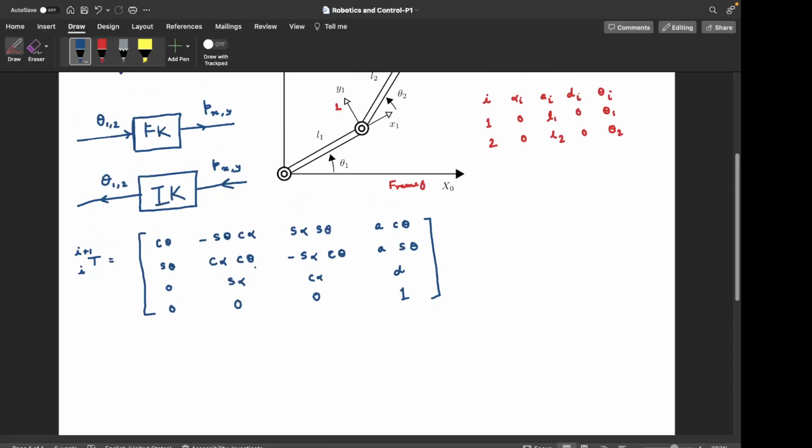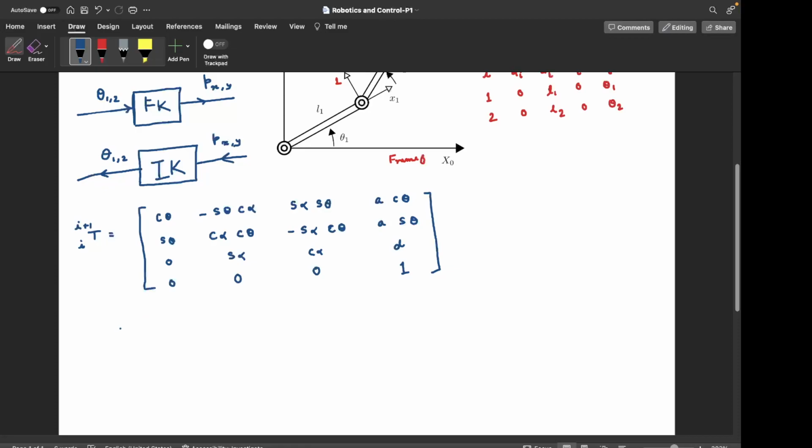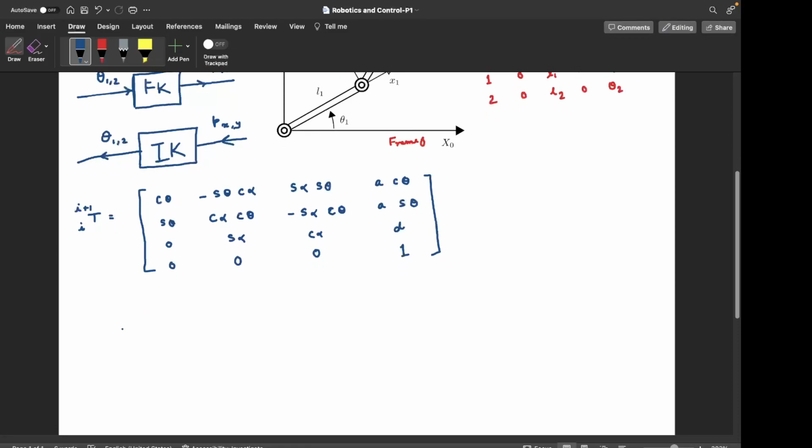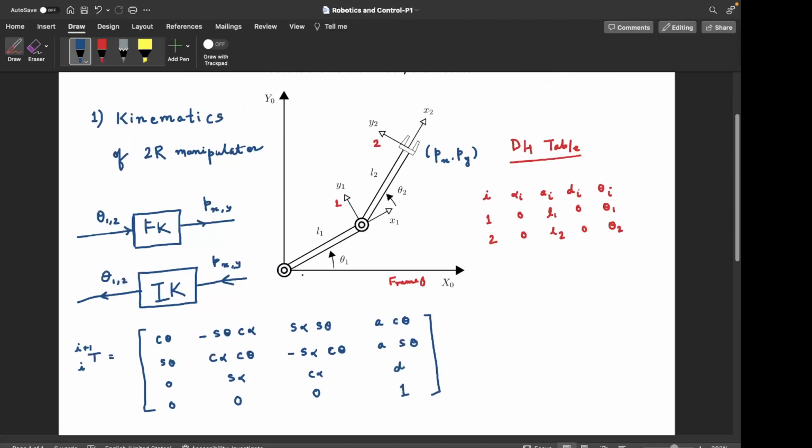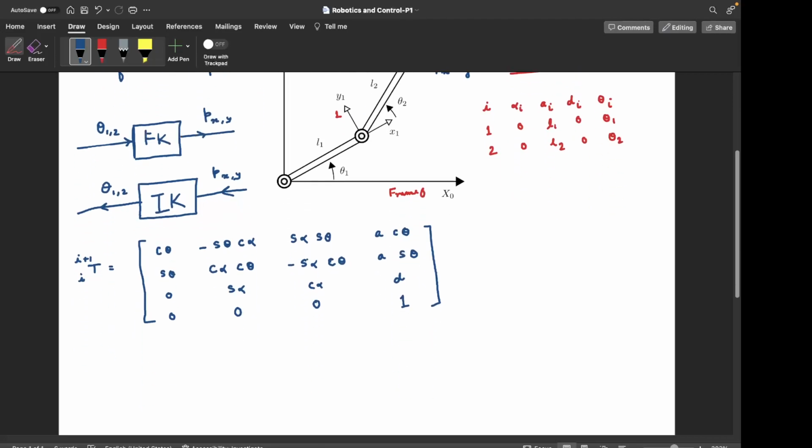So as you would see, this 4 cross 4 homogeneous transformation matrix depends on the 4 DH parameters, theta, alpha, D and A, right? So now if we know the values of these DH parameters, we can put the values and compute the value of the actual matrix, right? So here we will first compute the transformation matrix from frame 0 to frame 1 and then from frame 1 to frame 2, right?